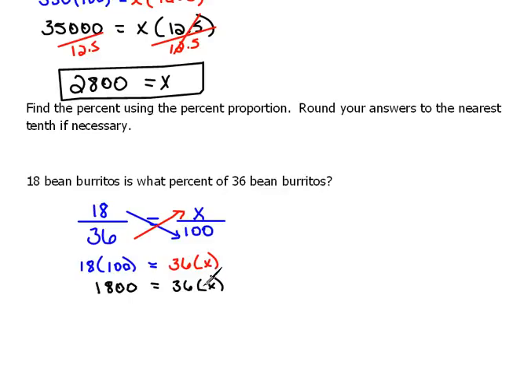And now instead of multiplying x by 36, let's divide it by 36. That's the opposite. So here we'll have x equals 1800 divided by 36, which would be 50. So that's telling us that our percentage is 50%.